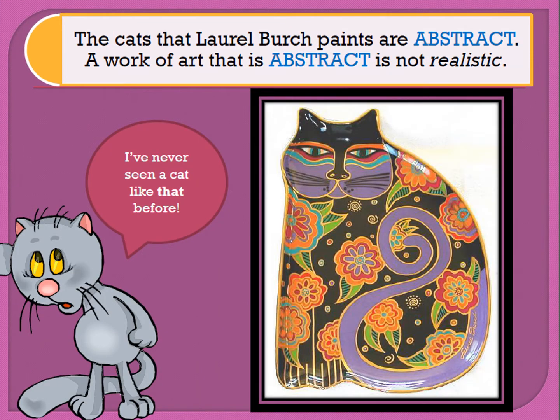The cats she painted were considered abstract. Abstract artwork is not realistic. So this looks like a cat. We recognize it by the shapes and lines that we see, but it doesn't look like a realistic cat. I've never seen a cat that has a purple tail before, or flowers printed on its fur, although that would be really interesting to see.